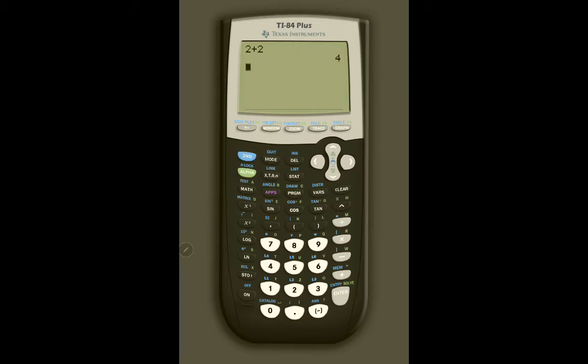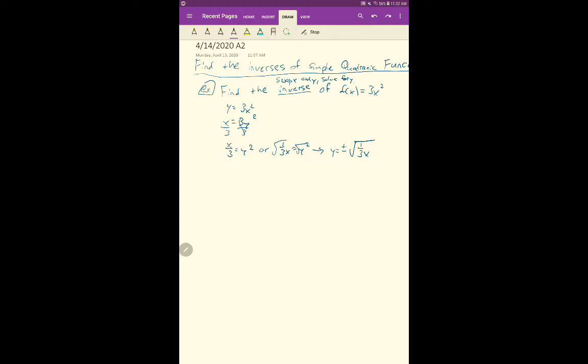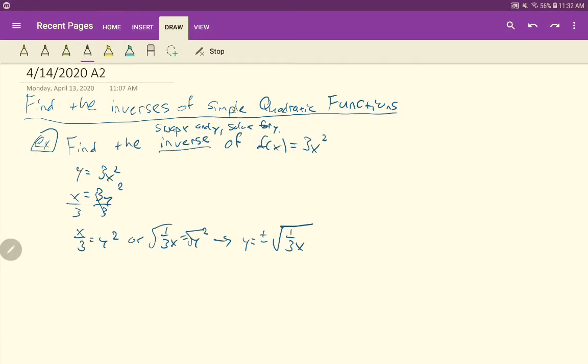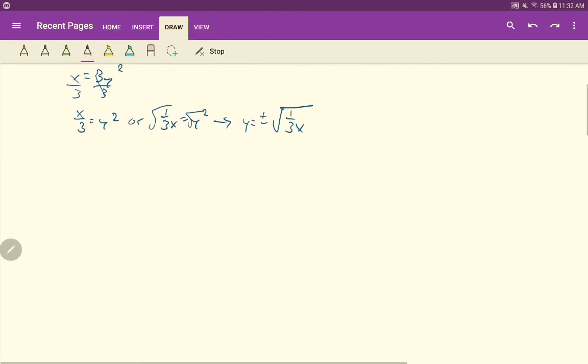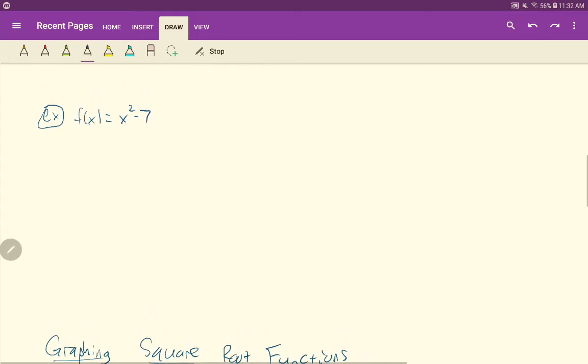All right, so of course we can use our graphing calculators to help us graph this stuff too. All right, let's go back to what we were talking about here. Okay, so now what we will take a look at is just another problem here to find the inverse of. All right, so here's another inverse for us to find.